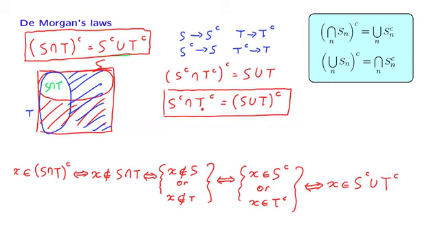We will have many occasions to use De Morgan's laws. They're actually very useful. They allow us, in general, to go back and forth between unions and intersections.